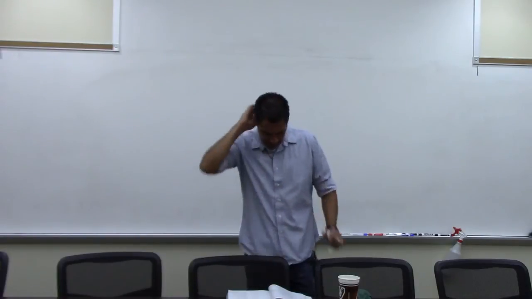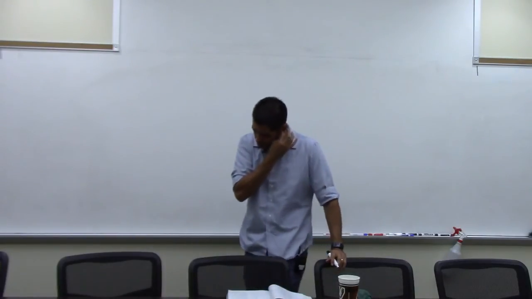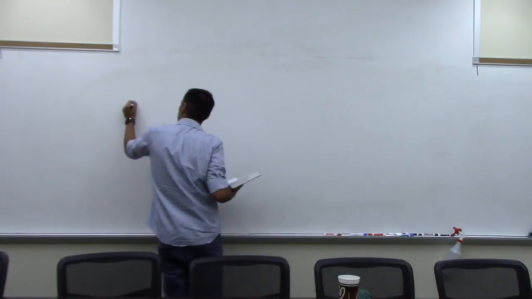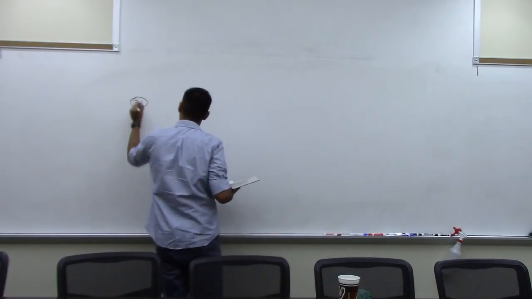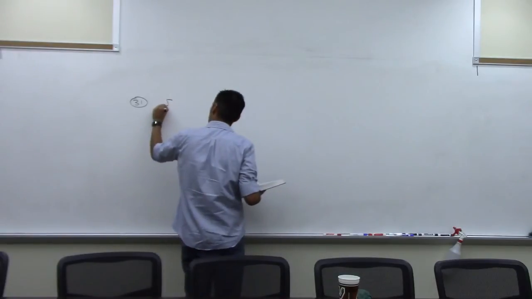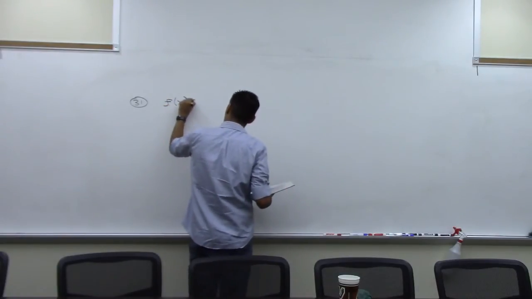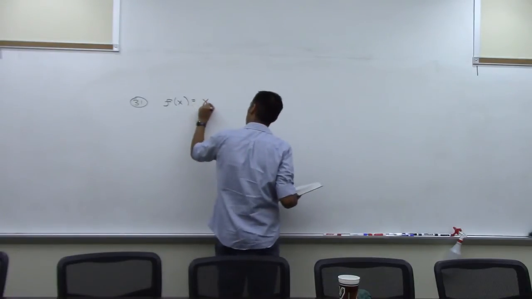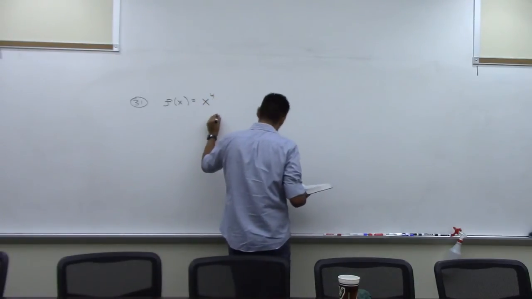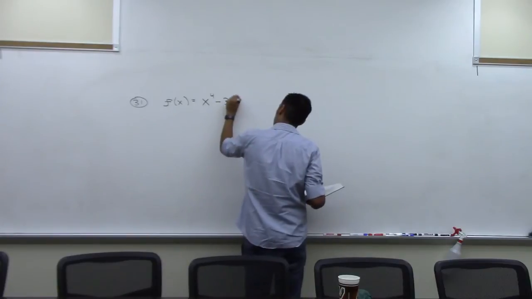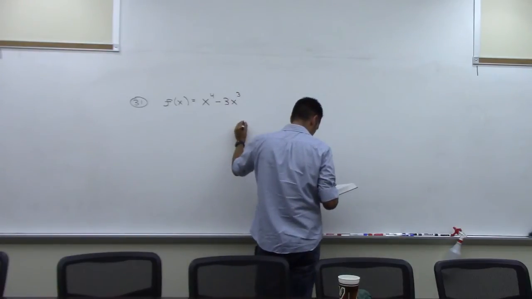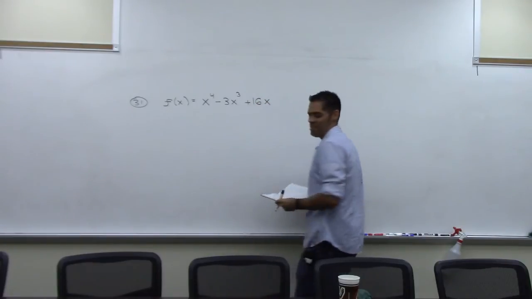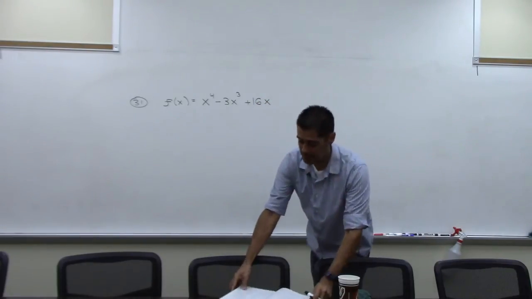Find the first and second derivatives of the function. So we're going to have to take two derivatives here. f of x is given to us as x to the fourth minus 3x cubed plus 16x. I want the first and second derivatives.